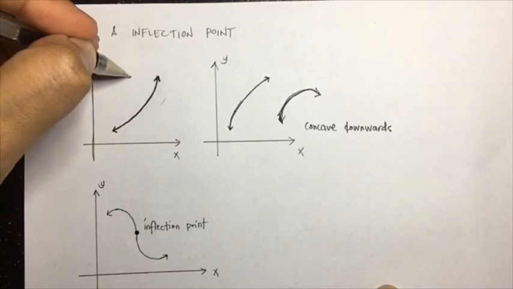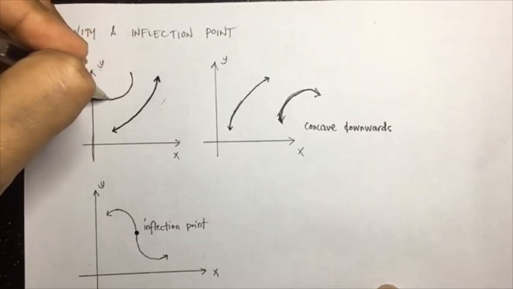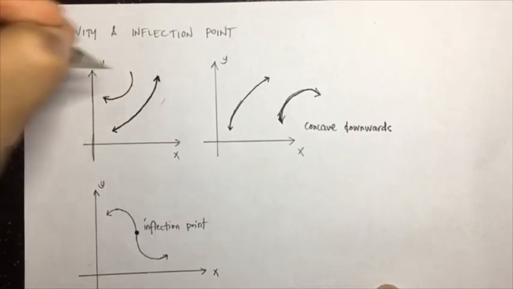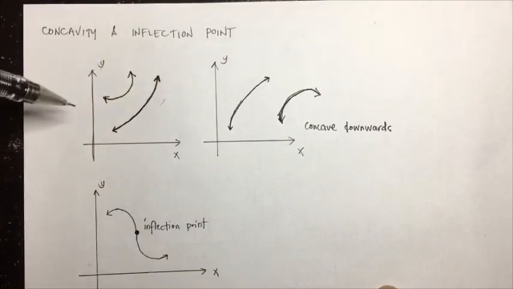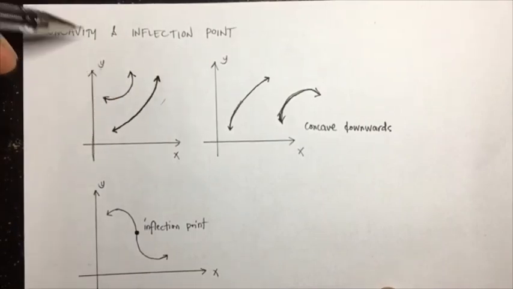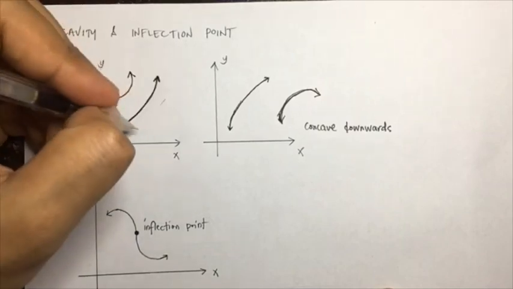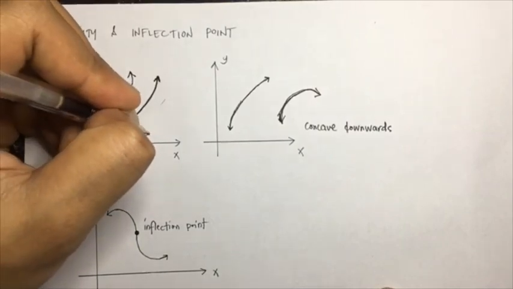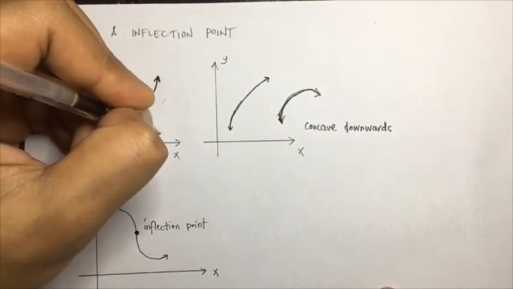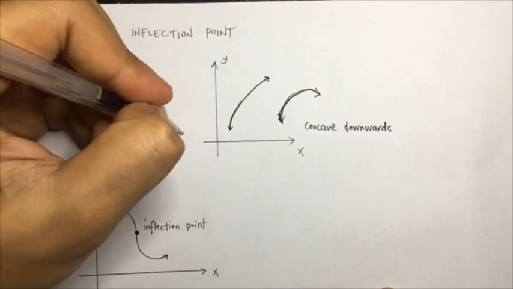Okay, so also for this one, it may not be obvious because the concavity is smaller, but let's try to exaggerate it. So if we draw it like that, you can see that the curve is facing upwards. So this is an example of a curve which is concave upwards.